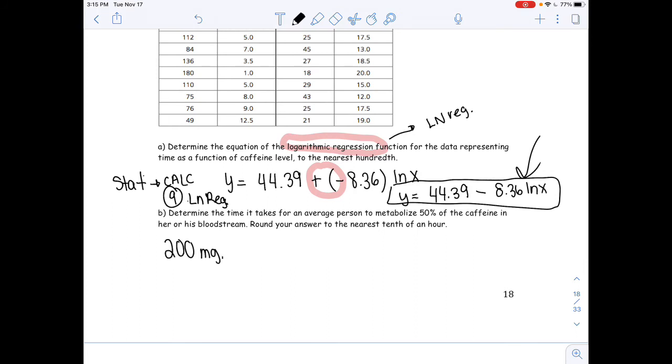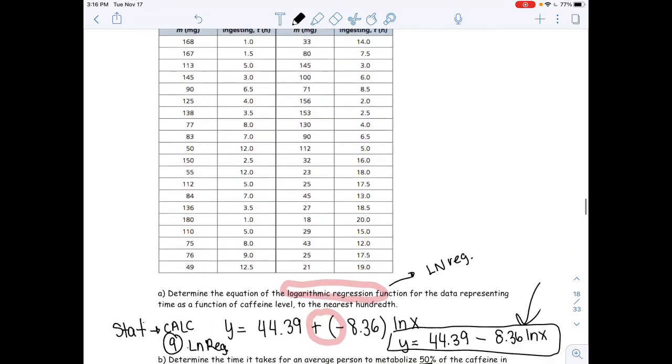We need to metabolize 50% of that. So 50%, what you do is you multiply by 0.50, or you could divide that number by 2. That's the same thing as saying 50% of something. So you're dividing this number by 100, and you're multiplying that number by 0.50. Okay, so half of 200 gives you 100 milligrams. So we now have 100 milligrams.